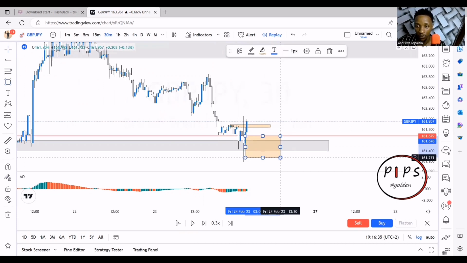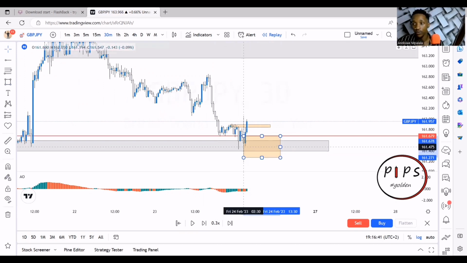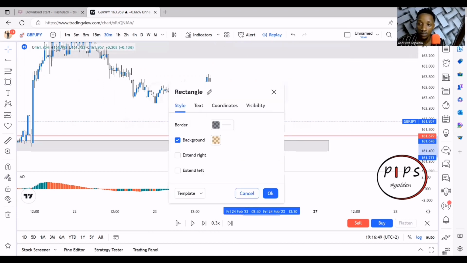My computer is very slow. You're going to have to excuse me, guys, but this is a very useful strategy, and you can practice this strategy and get some coins.